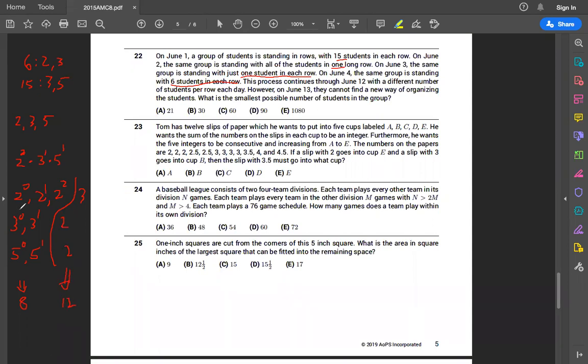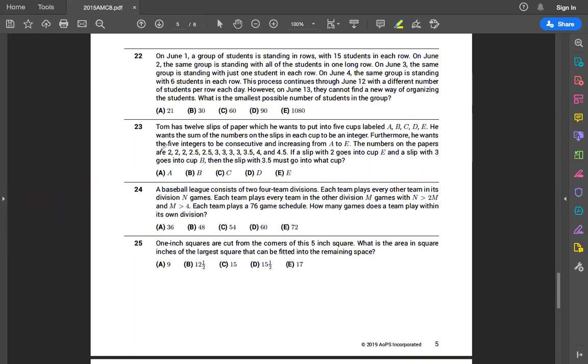So now all we have to do is just evaluate this. 2 squared times 3 times 5. We get 60. Any questions for that? Alright, cool. Let's move on.